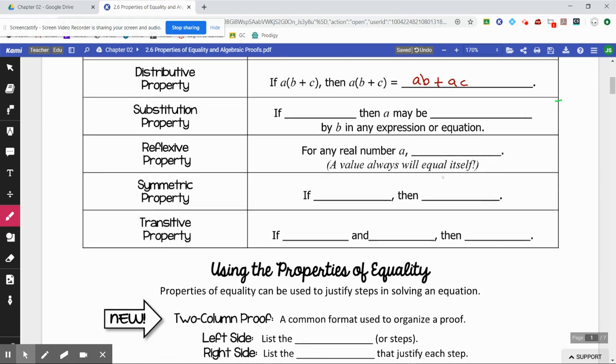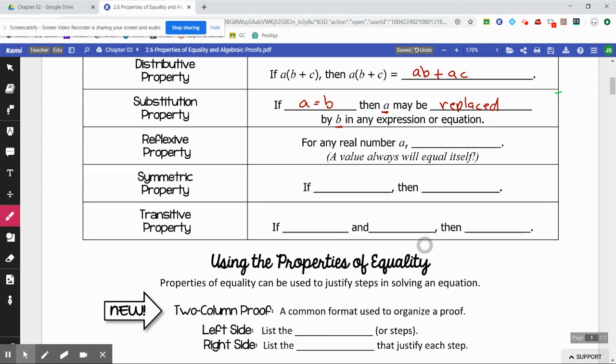The substitution property works the same way as in sports, when you take a player out of the game and you substitute in a player in their place. This property says that if A is equal to B, then A may be replaced by B in any expression or equation, or vice versa. B could be replaced with A since they are equal.